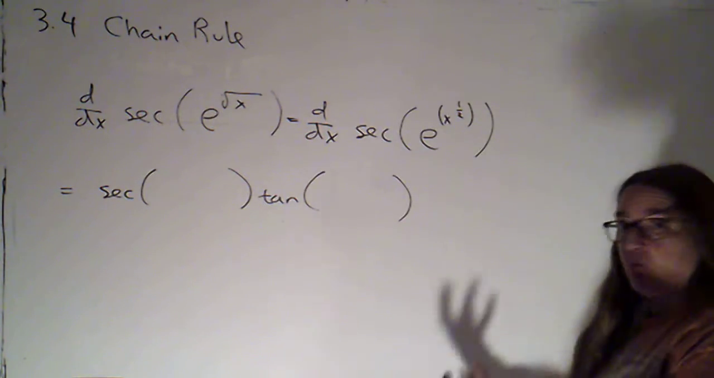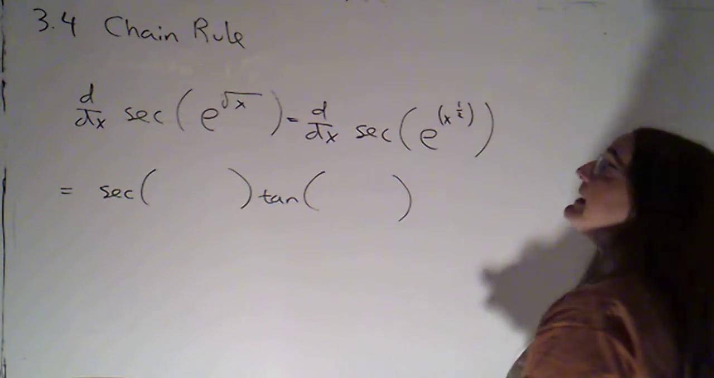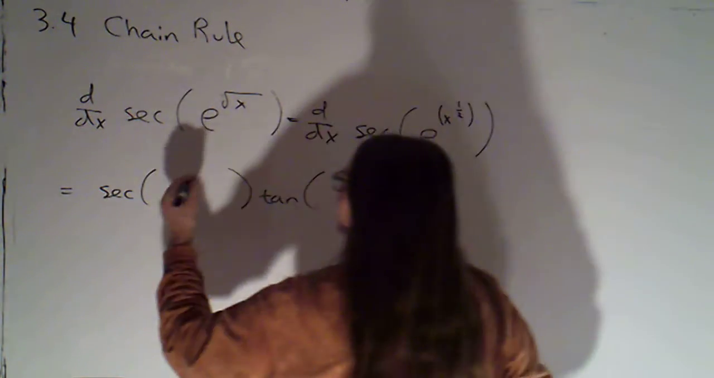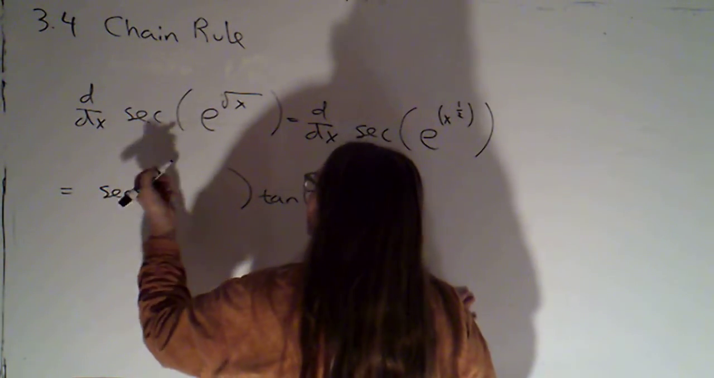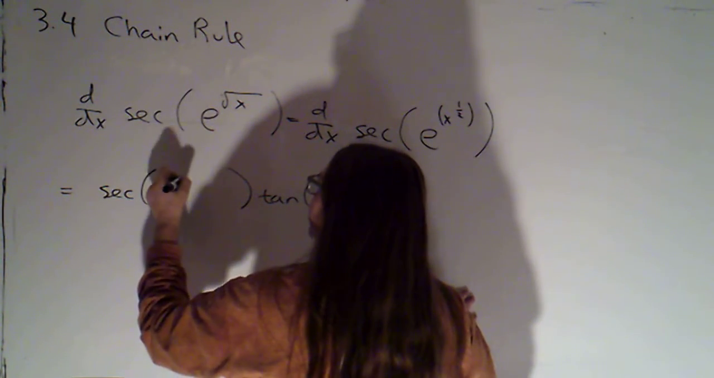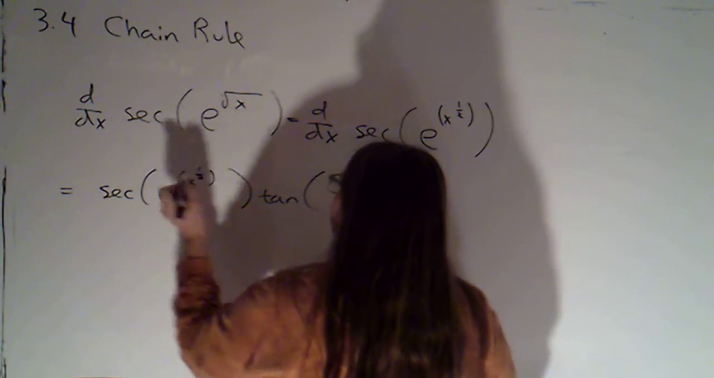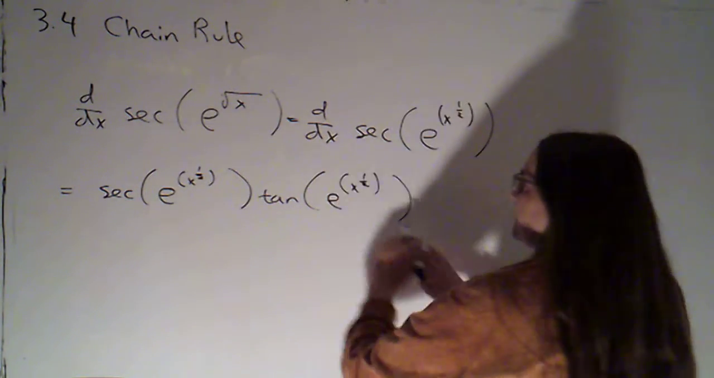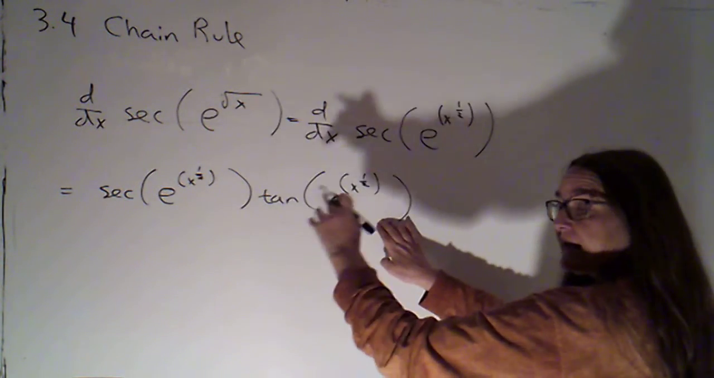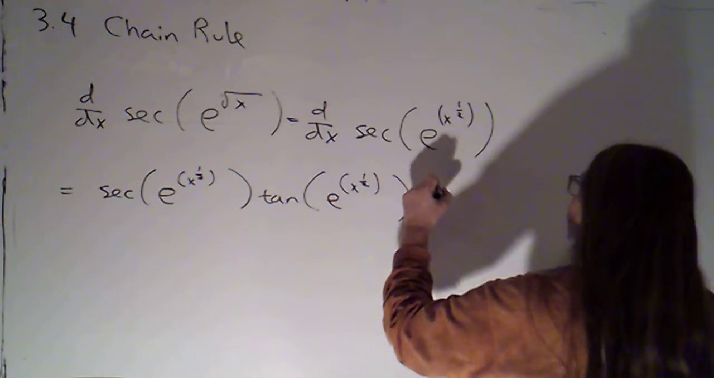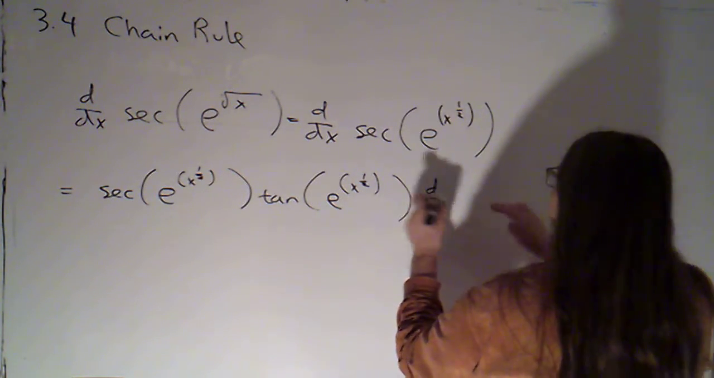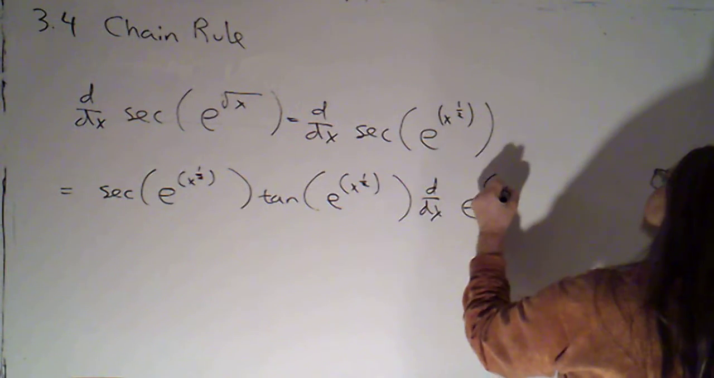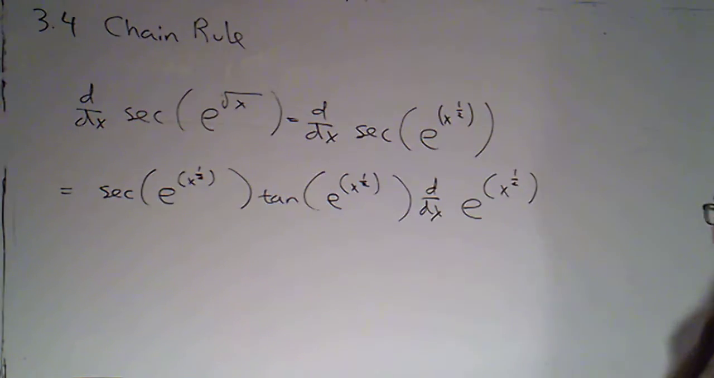And what was that thing? What were we plugging into secant? E to the x to the 1/2. Or e to the square root of x, however you want to write it. I'm just going to keep it as x to the 1/2. That's the derivative of the secant part times the derivative of e to the x to the 1/2.